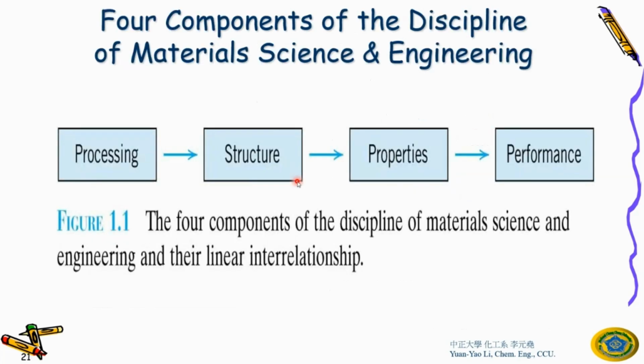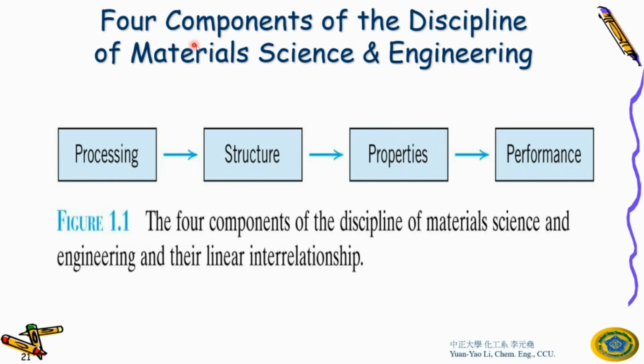So I basically introduced you to the structure and the properties. There are 4 types of materials, and there are 4 levels of the structure. There are 6 categories of the properties.